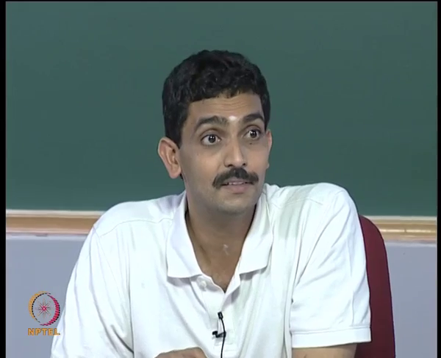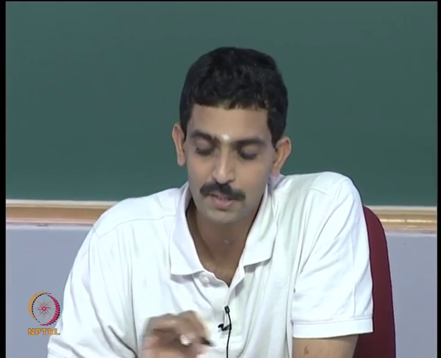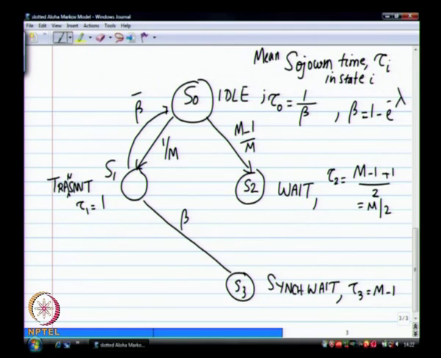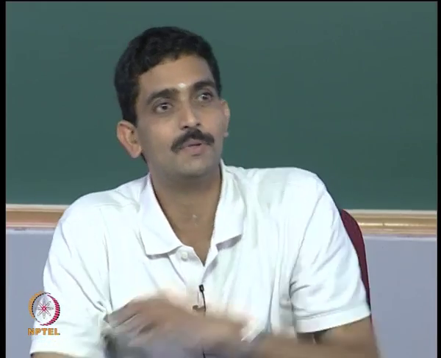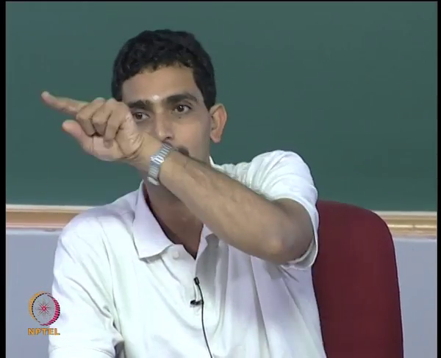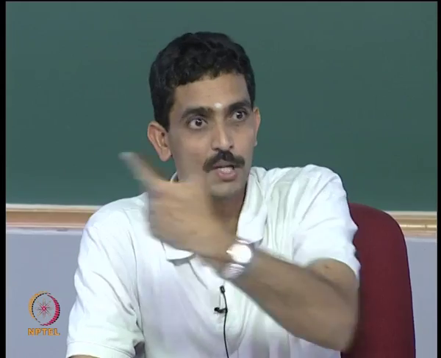Yeah, but this transition should also involve beta, right? Because your tau naught equals 1 by beta. So if you are leaving that state, it means a packet arrived. It's a geometric process: no packet, no packet, no packet. Finally, a packet has come. So how long do you stay in the no packet state? It is 1 by beta.